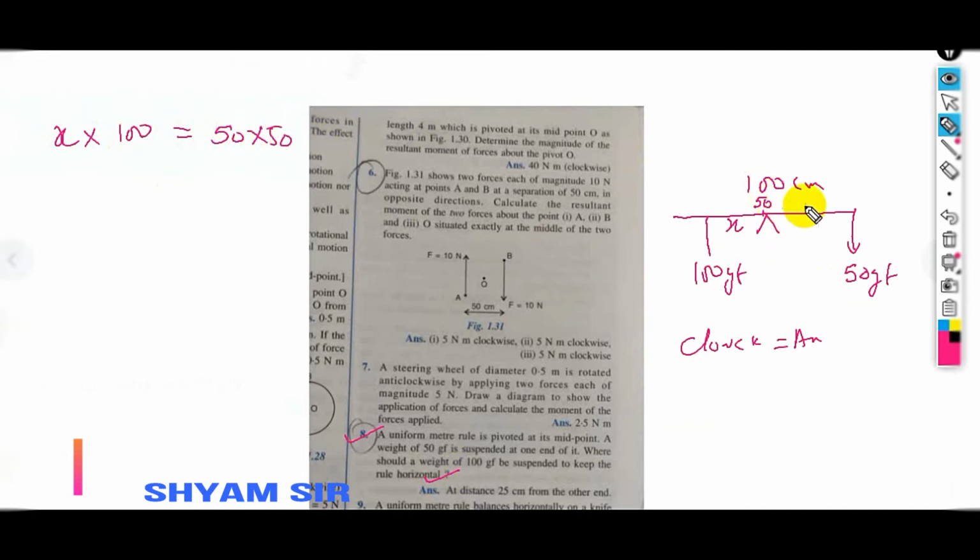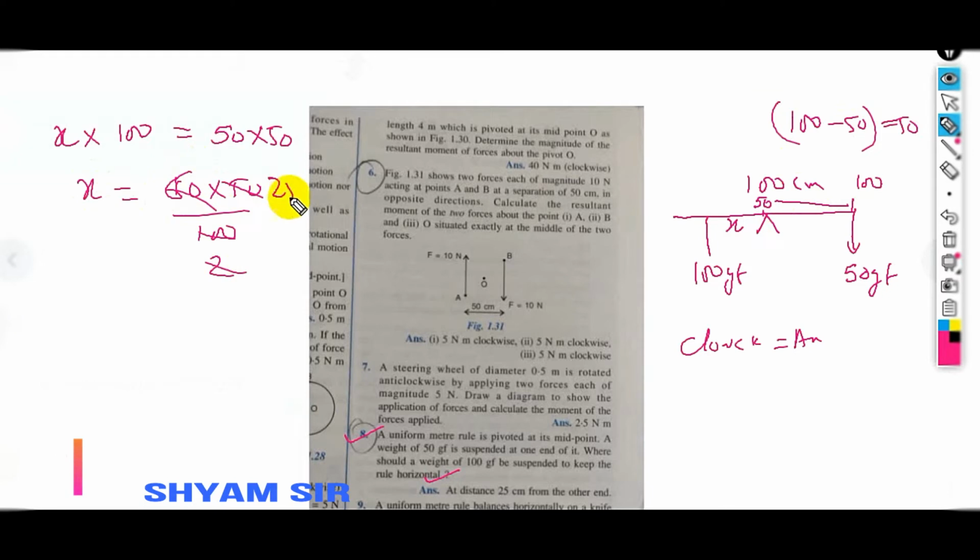Why have we taken 50? Because this mark is 100 centimeter and the distance from this is 100 minus 50, so this comes to 50. We have taken this, so x is equal to 50 into 50 upon 100, which is 25. So the distance would be 25 centimeter from the center. Okay, so the 8th one is clear.